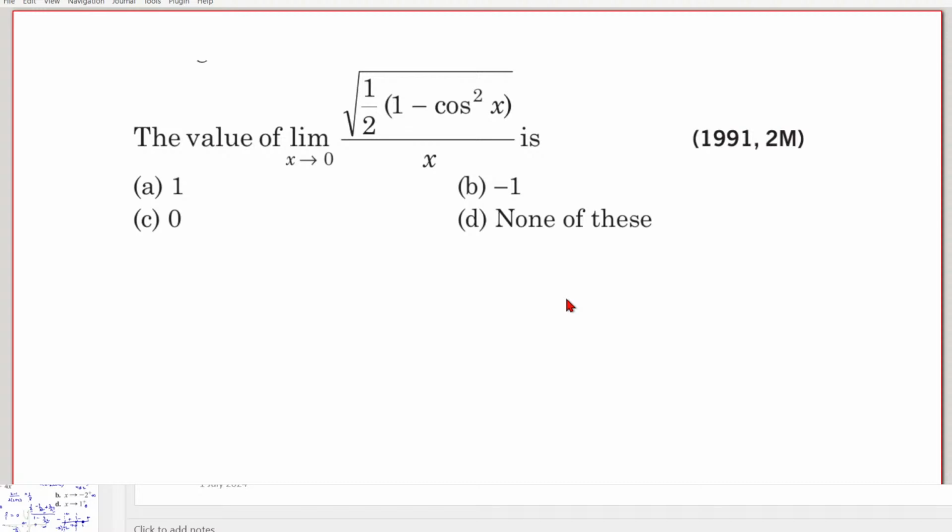Because if you do it in the normal way, we'll get 1 by root 2. So that is one way. Another way, for 0 plus, it'll be 1. What is the right hand limit? What is the left hand limit for 1 plus? It'll be 0 by 0.